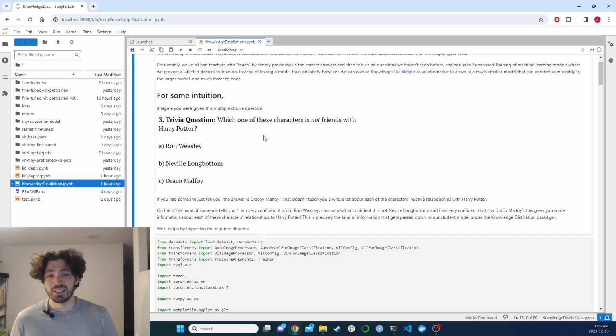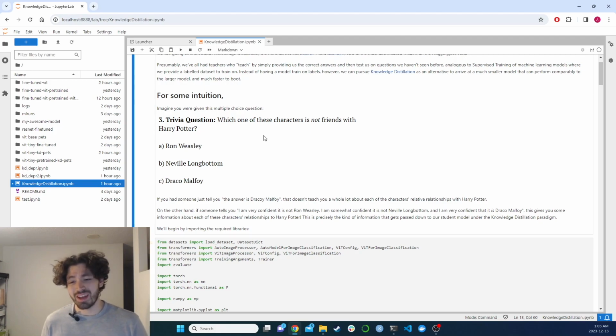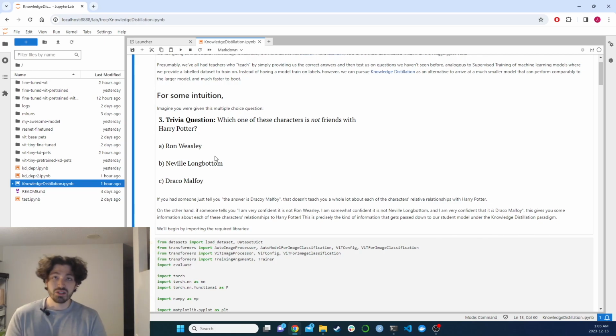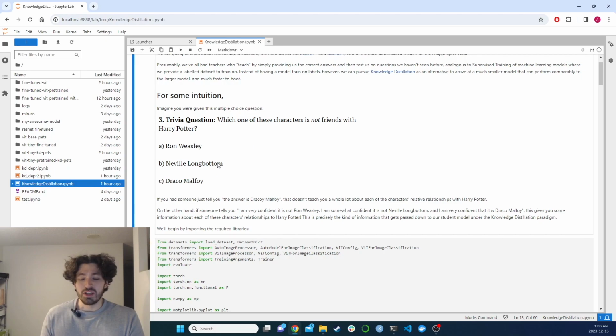It tells you Ron Weasley is probably more like Harry Potter's friend. Neville Longbottom, he was kind of on the fringe, right? But he probably wasn't not friends with him. And then there's Draco Malfoy. So you get a lot more information when I tell you my thoughts about each of the answers and give you my distribution over these possible answers. So that's some of the intuition here.